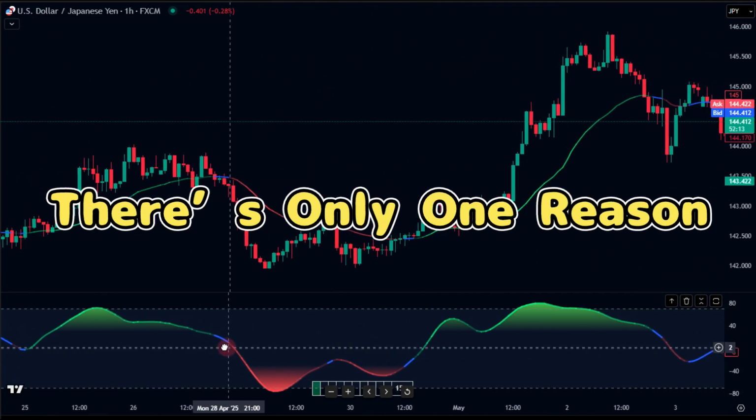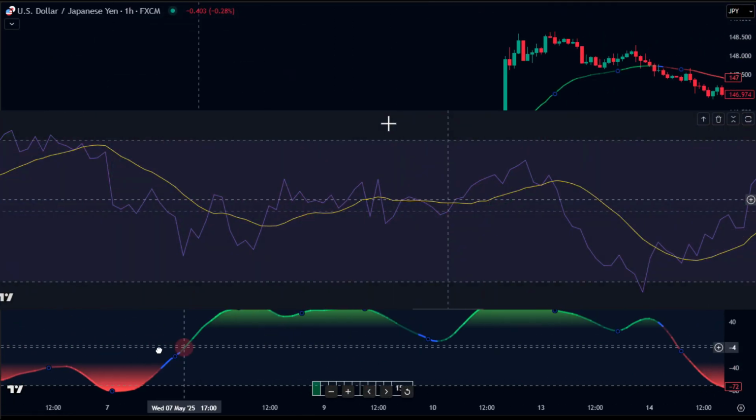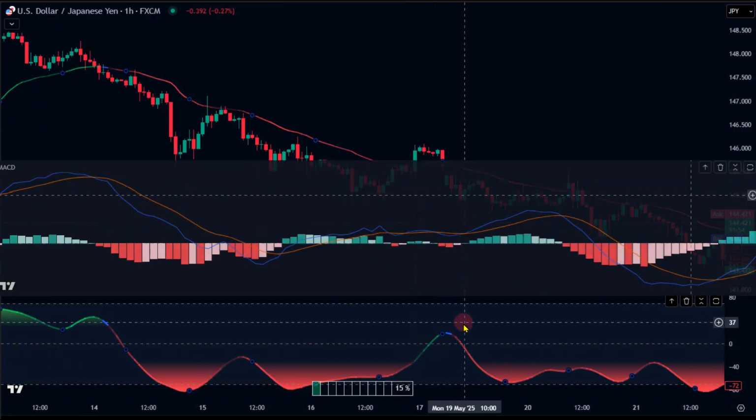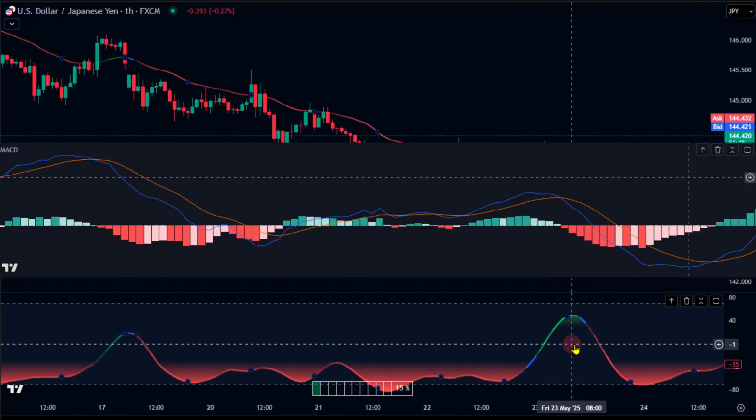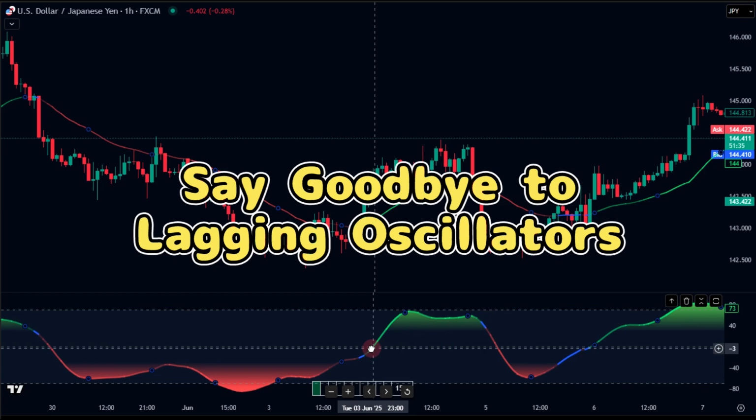There's one simple reason why I decided to test this tool. By the time a regular oscillator gives a signal, the big players have already finished taking their positions. That's why it's too late. But this indicator gives you the heads up just before that happens.